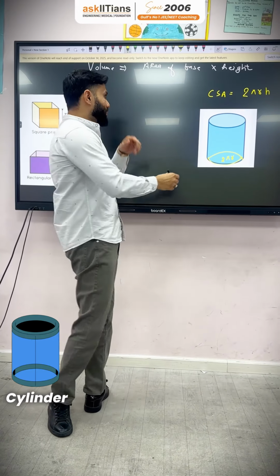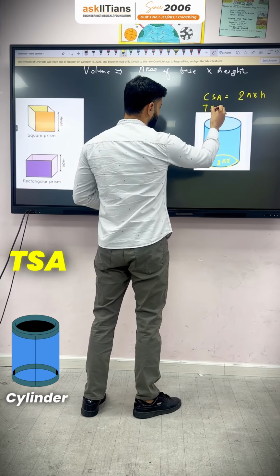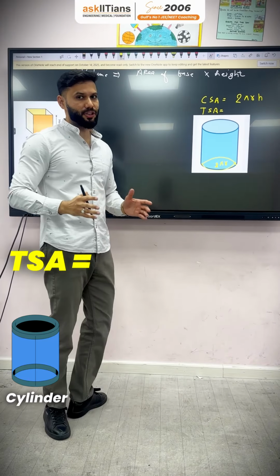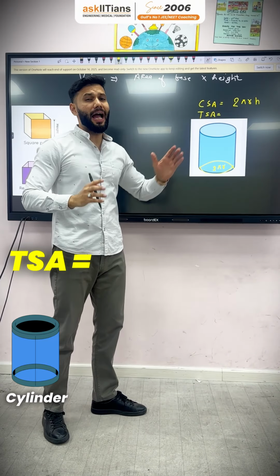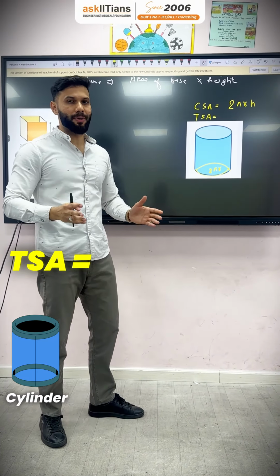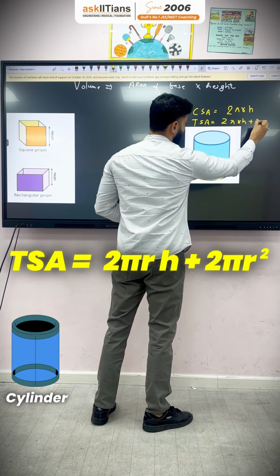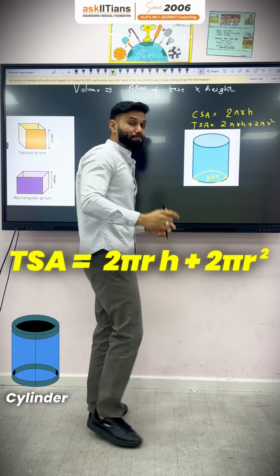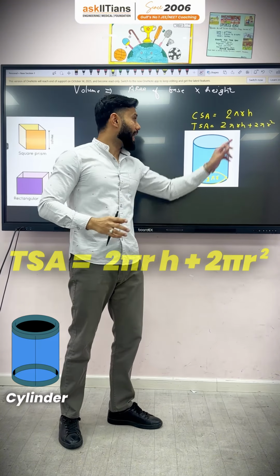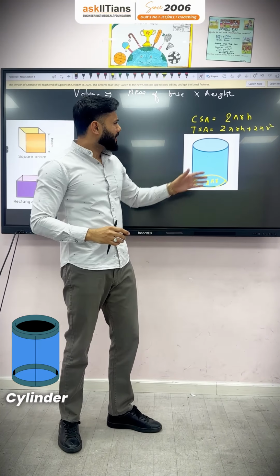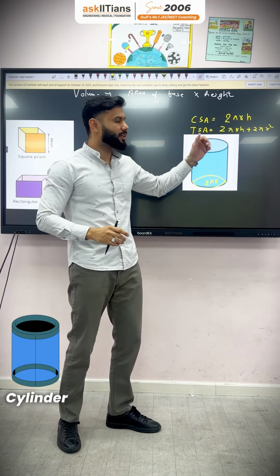Okay, if I talk about the total surface area, as I just discussed with you, in the curved surface area add 2 times area of the base. So 2 pi r h plus 2 pi r square, because pi r square is the area of the base. I'm adding it 2 times. This is not something what you have seen in your textbooks.